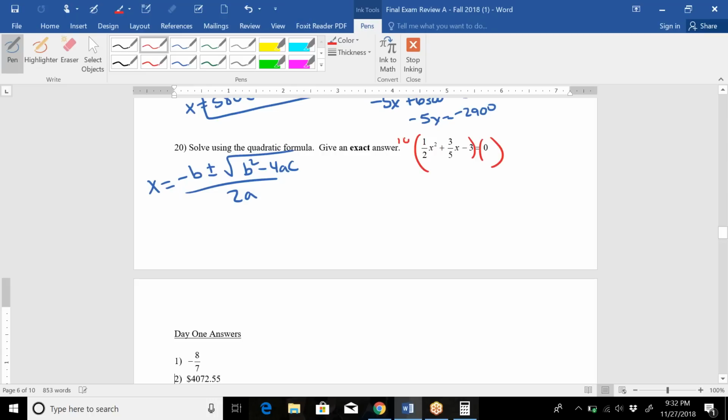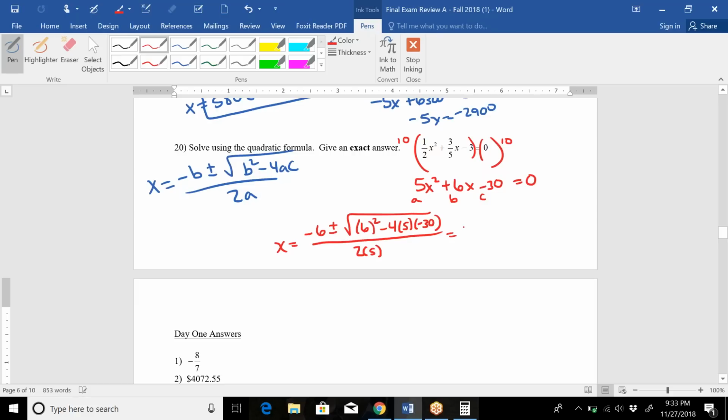So 2 and 5 both go into 10. If we multiply this by 10, half of 10 is 5x squared. That would be 30 and then divided by 5, so that's 6x and negative 30, and that equals still 0. So my a is 5, my b is 6, and my c is negative 30. So x equals negative b plus or minus the square root of b squared minus 4ac, make sure you get your signs, all over 2a.